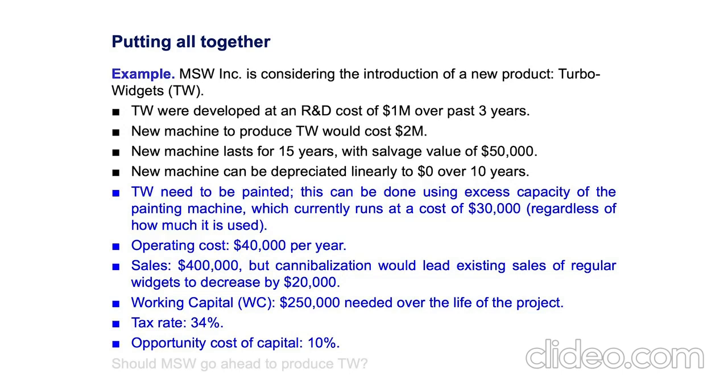Operating cost is $40,000 per year. TW sales are expected to be $400,000 per year, but cannibalization will reduce existing sales of regular widgets by $20,000. Working capital is $250,000, which can be recovered at the end of the project. MSW's tax rate is 34%, and its cost of capital is 10%. The question we want to answer is, should TW be launched now?